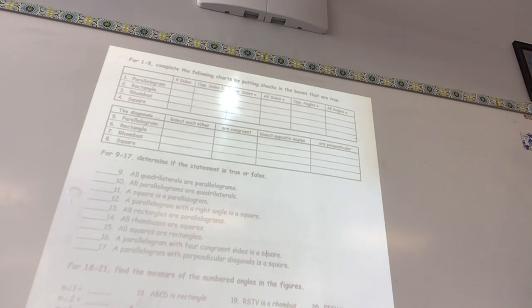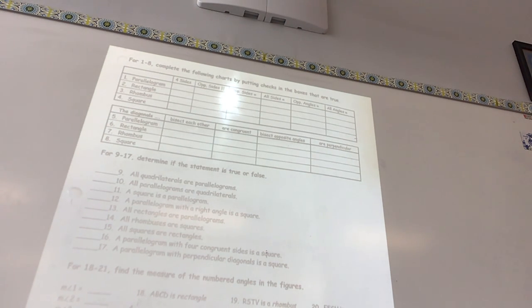And then who has diagonals that are perpendicular? Who? Rhombus and a square. Absolutely. You want me to do any repeats?